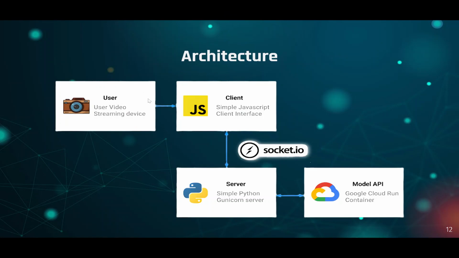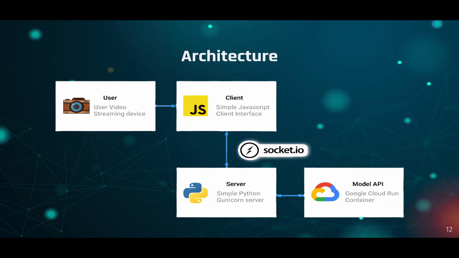We have the user here who has a video streaming device, a camera of course, and is gonna just send that video stream to the client side, which is a very simple thing to do, nothing complicated, with JavaScript of course, our client side. When the client side has the video stream, we're gonna use socket.io, which is a Python and JavaScript package. It is used on multiple languages of course. It's gonna send the video stream from the client side to the server.